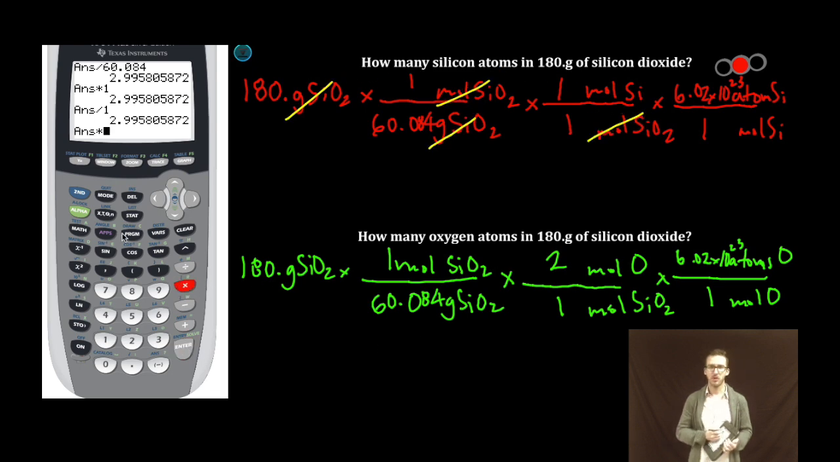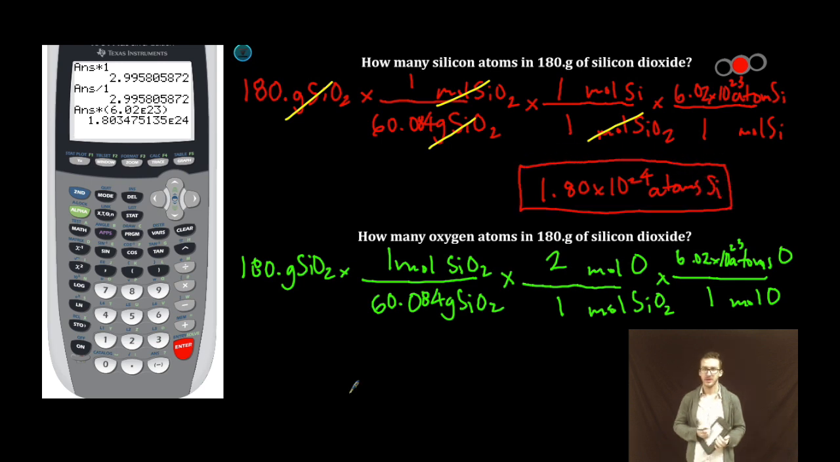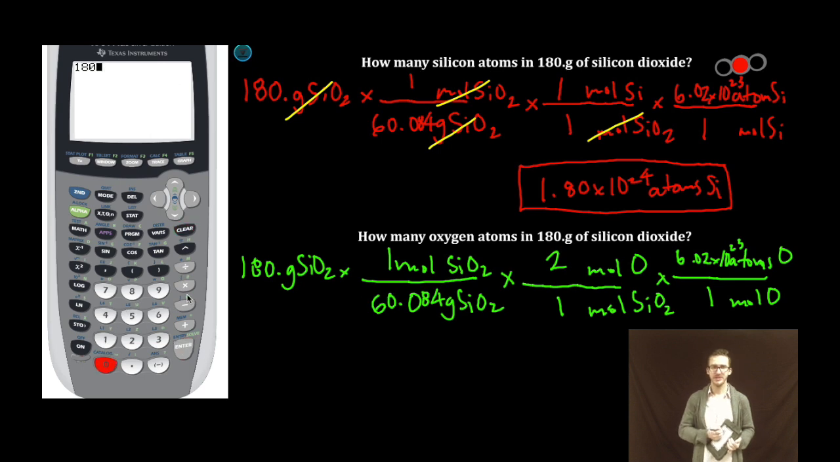Final step, multiply that by Avogadro's number, 6.02 E 23, close parentheses, answer. So my number of atoms of silicon, 1.80 times 10 to the 24 atoms silicon. Boom.